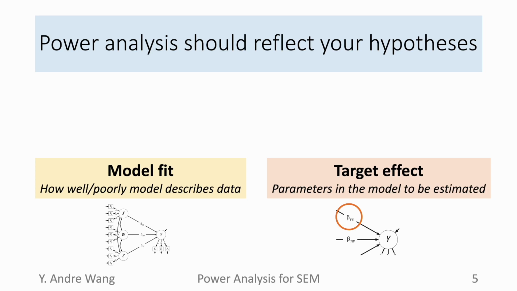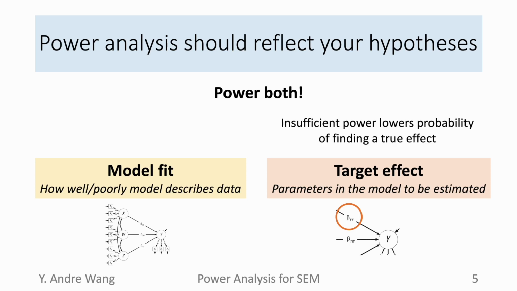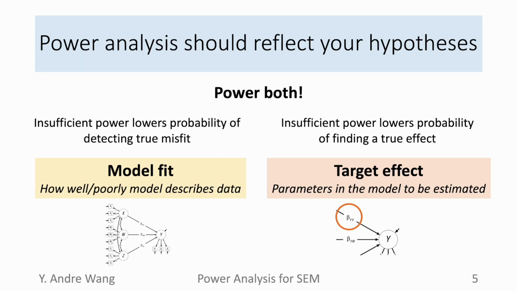I propose that your power analysis should reflect your hypotheses. If you hypothesize that a certain effect exists in a model that you plan to interpret, then you should power your study to both detect that target effect and to retain your model. Insufficient power for the target effect means you have lower probability of finding a true effect. In other words, increasing your type 2 error rate. Insufficient power for detecting model misfit means that you have lower probability of detecting true model misspecification. In other words, missing true problems with your model, which in turn make your model less interpretable.